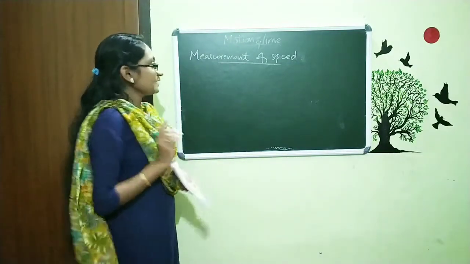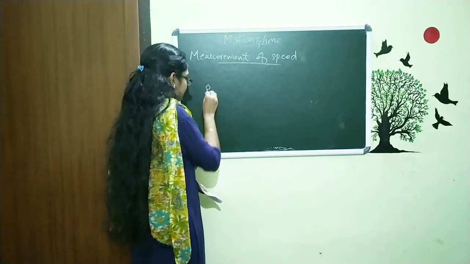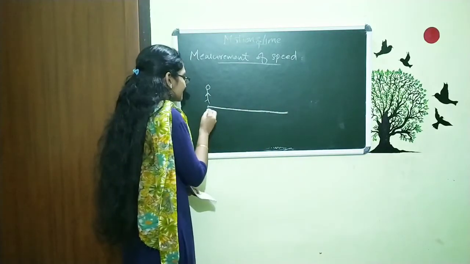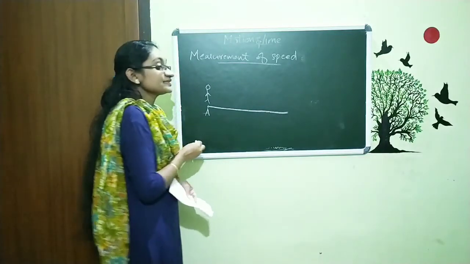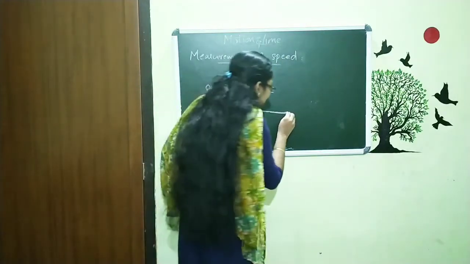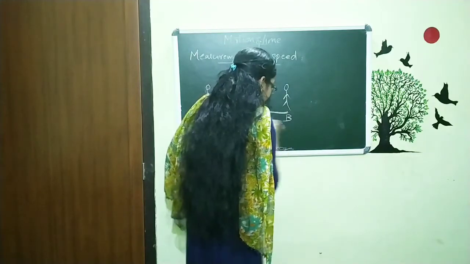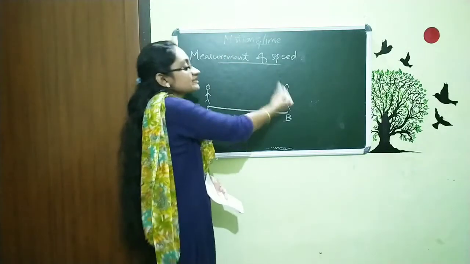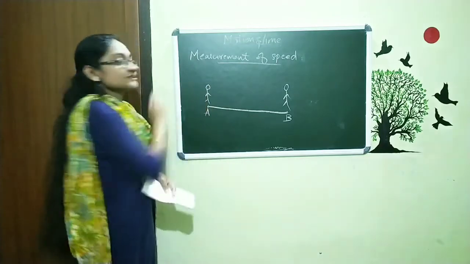For example, here I am just giving one example: a person at the initial stage is standing at the point A. Then this person starts to travel, and then he reaches the point B. The person is at the initial stage at the point A and after some time he is at B and then stopped. Now we want to find the speed of this person.